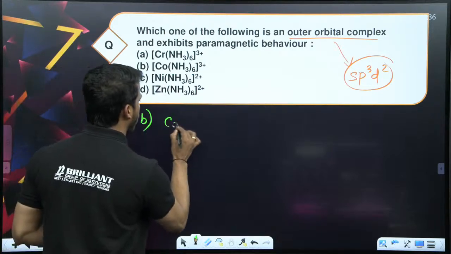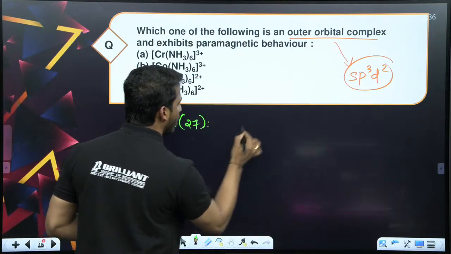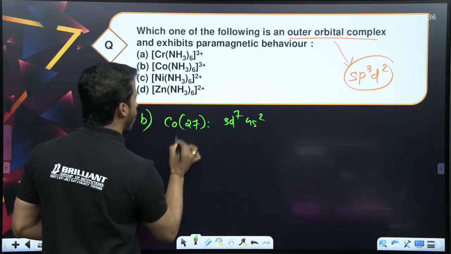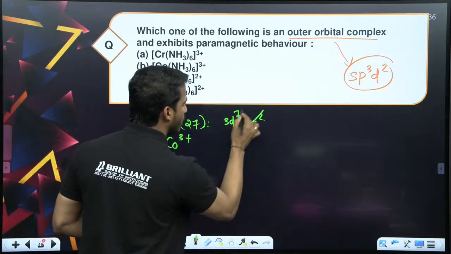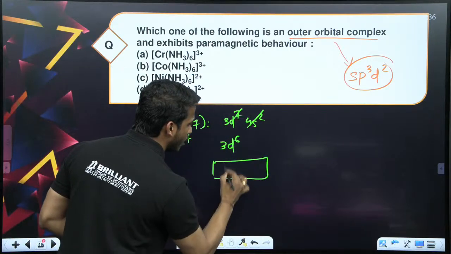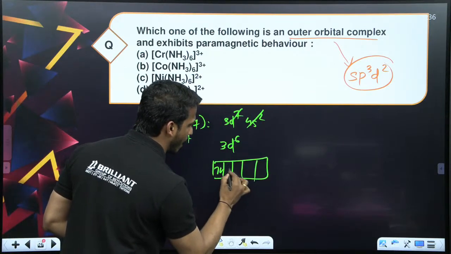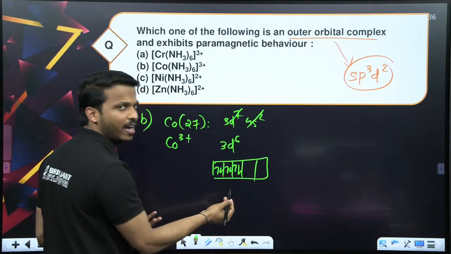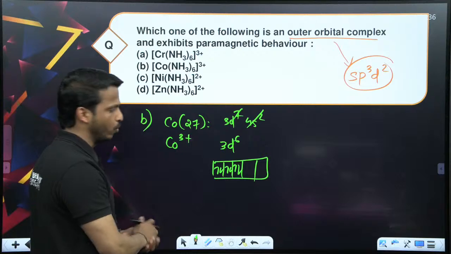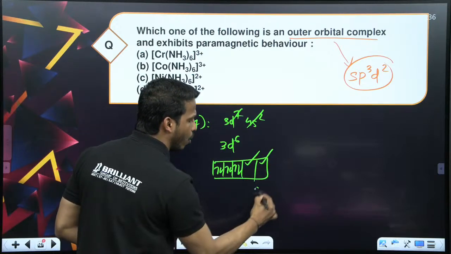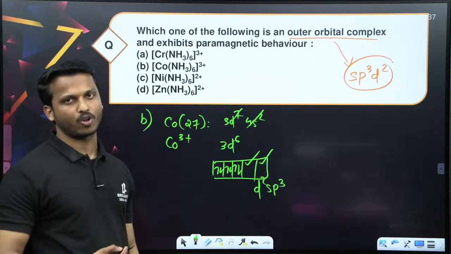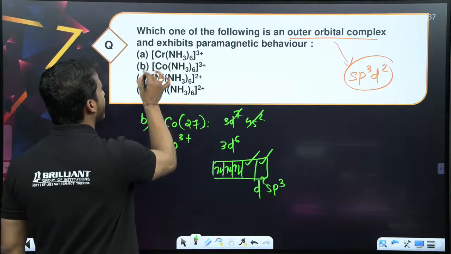B is cobalt. You know, cobalt atomic number is 27, so you will get argon 4s2 3d7. Here the cobalt oxidation state is 3 plus, so these two are gone, it's 3d6. Amine is a strong ligand, and strong ligand means electrons undergo pairing, so 6 electrons get paired. Dear all, this is not sp3d2. See, 2 d orbitals are free, no? So it will be d2sp3, an inner orbital complex, right? So option B is not correct.